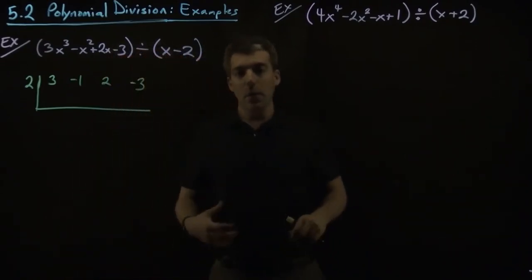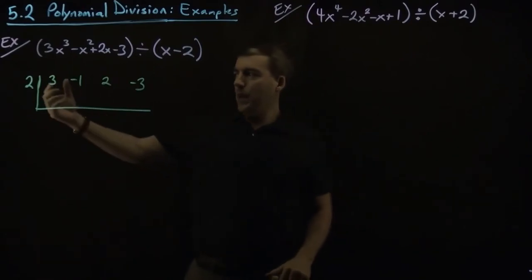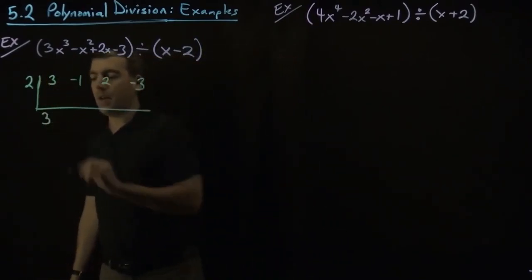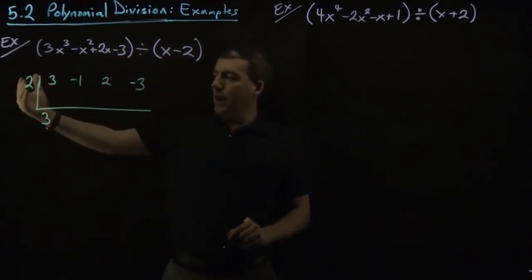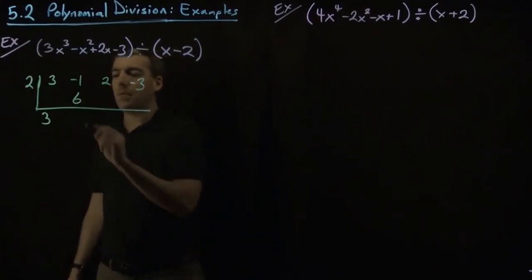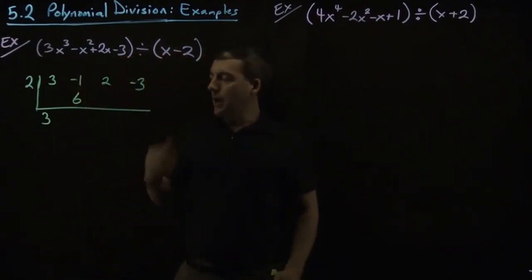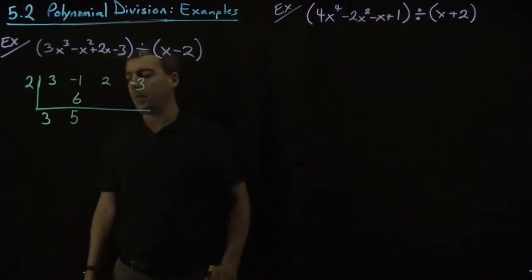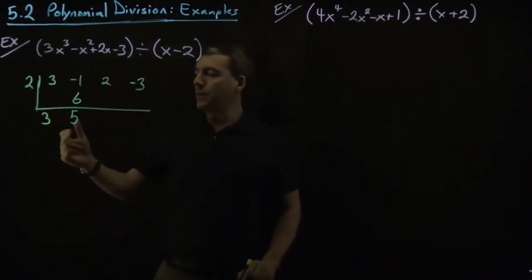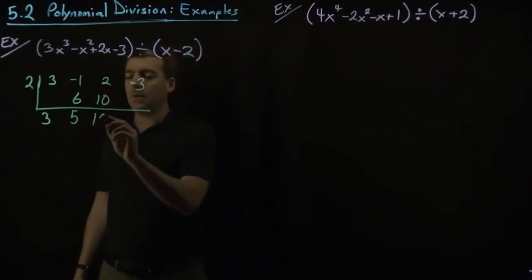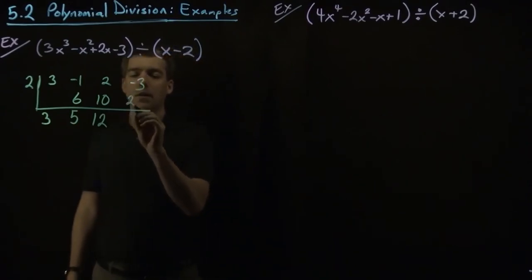All right, and remember the procedure for synthetic division. The first step is to bring down the first term, so 3. We multiply by the number out here, in this case 2, so 2 times 3 is 6. And then we add, so -1 plus 6 is 5. Multiply, 2 times 5. Add, multiply, and then add.